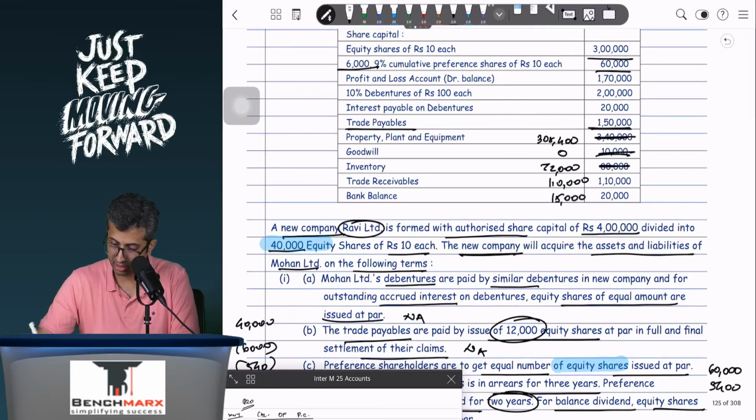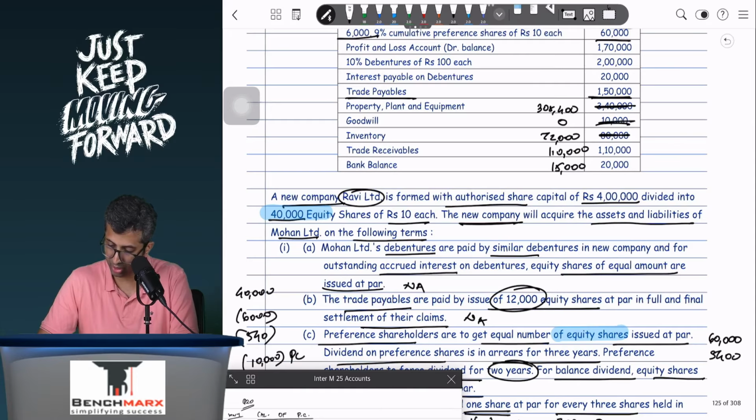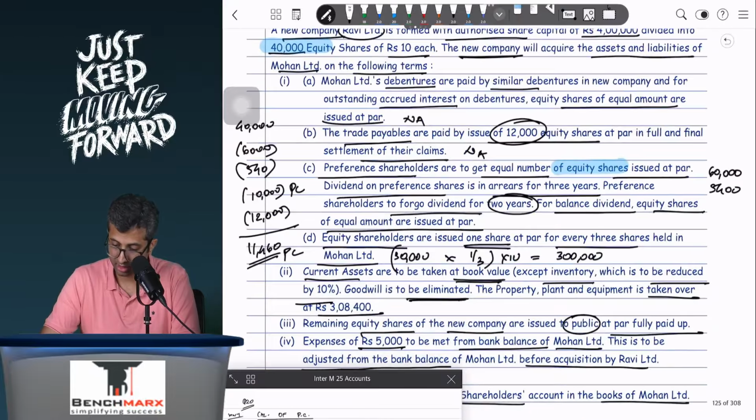So after this, interest payable on debentures, what have they told you? Acha, for outstanding accrued interest, equity shares of equal amount are also issued at par. So this is 20,000. So that is settled by issuing 2,000 shares of rupees 10 each. यहाँ पे और एक less हो जाएगा, another 2,000 less, and hence this will be 9,460 shares of rupees 10 each.